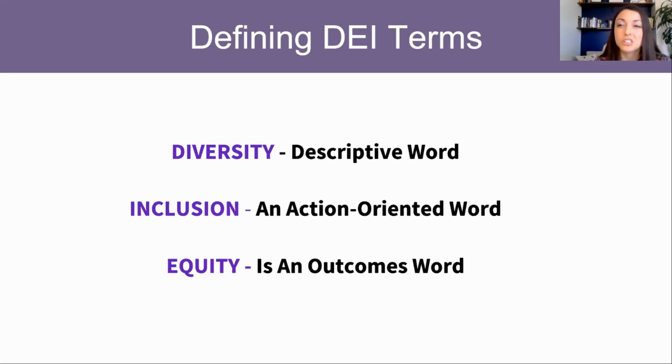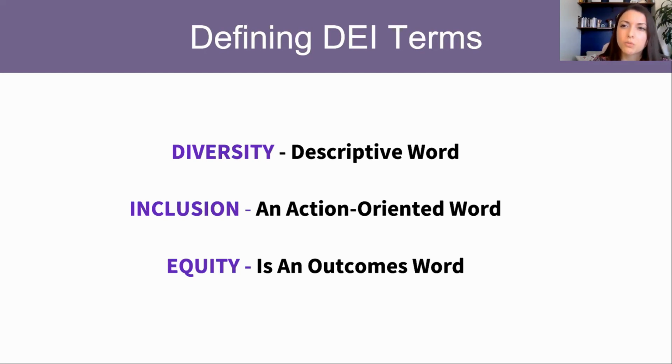For diversity, it's a descriptive word. So usually when we talk about diversity, we're describing different identities, different experiences, different ways that individuals are represented. So it's usually used as a descriptive term.